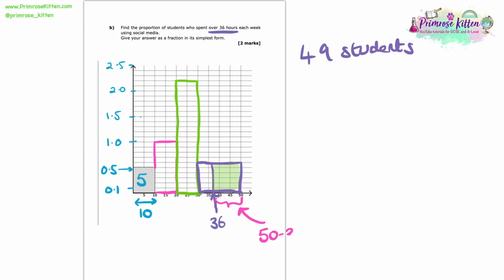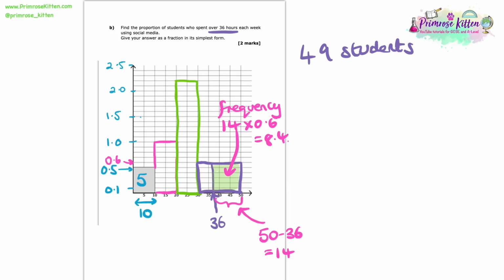Now 36 up to 50 gives us this base of 14. And the height of that particular block we worked out earlier to be equal to 0.6. So don't forget that we know that the frequency of these bars is equal to their base times their height. So in this case, it's going to be equal to 14 times that height, which is 0.6. So multiplying those together, we end up getting an answer equal to 8.4. So here we can say that the approximate number of people spending over 36 hours each week is 8.4.